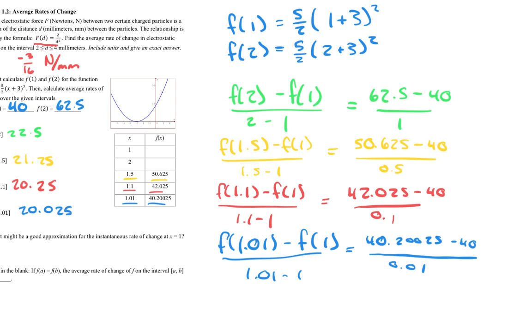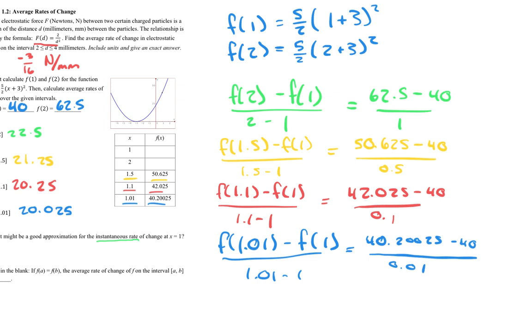And if we enter this into our calculator, we should get 20.025. So looking at part F here, it says what might be a good approximation for the instantaneous rate of change at x equals 1. So if you look, we started at going from 1 to 2, then 1 to 1.5, and 1 to 1.1, and so on. We made this interval smaller and smaller until we're getting really, really close to 1. So the idea is that as we go smaller and smaller, we can get closer to finding the instantaneous rate of change for x equals 1.